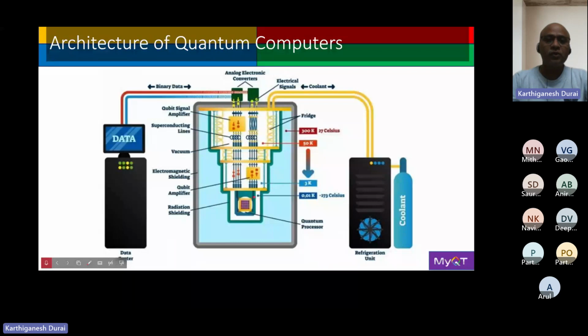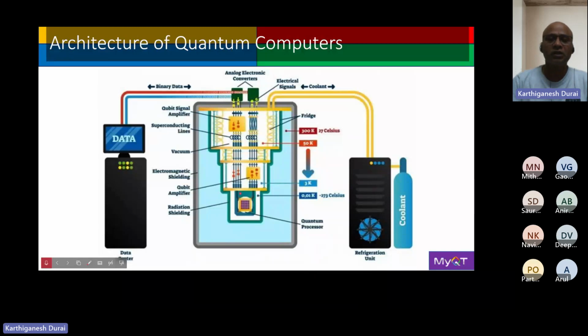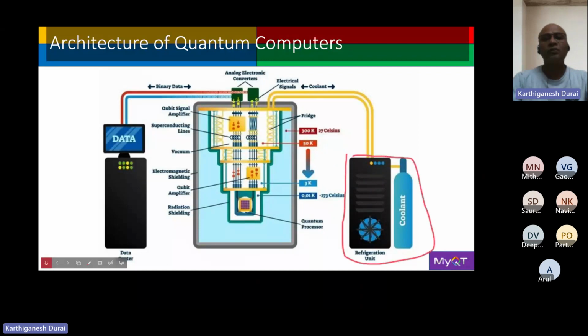That is one of the biggest engineering challenges and cost factors of quantum computers. You may recall that one quantum computer costs 10 million to 50 million to build. The major portion of the cost is due to the cryogenic engine, these refrigeration units.